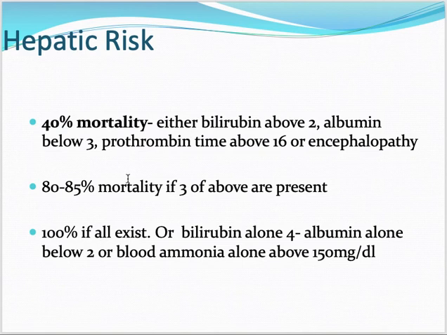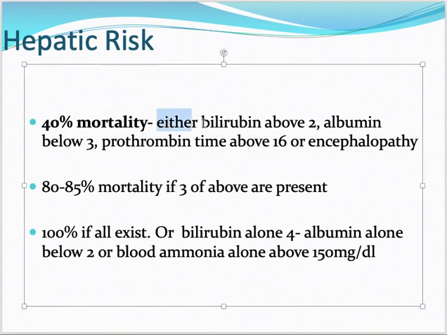Whereas, this one is either: someone who has bilirubin above 2, 40% mortality; just albumin below 3, 40% mortality; prothrombin time above 16, 40% mortality; or someone who has encephalopathy, 40% mortality, right? That's why the word either is written over here. But if someone has 3 of the above, for example, bilirubin above 2, albumin below 3, and prothrombin time above 16, the mortality is 80 to 85%. Now the most interesting thing is this one.